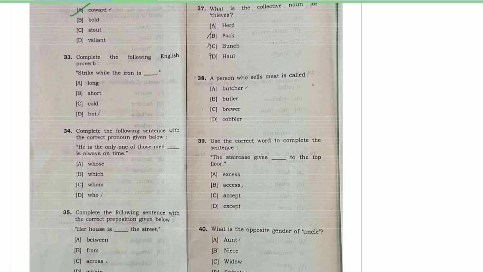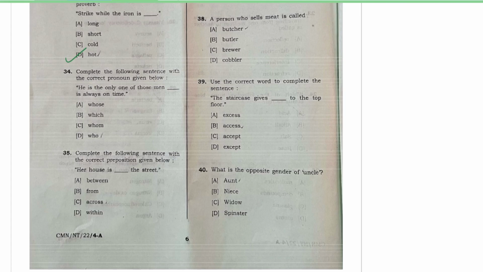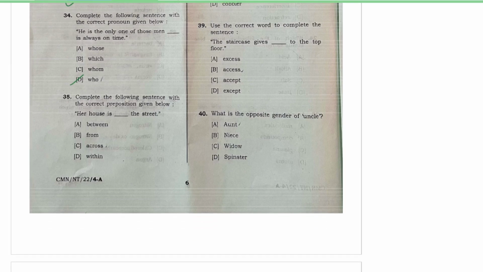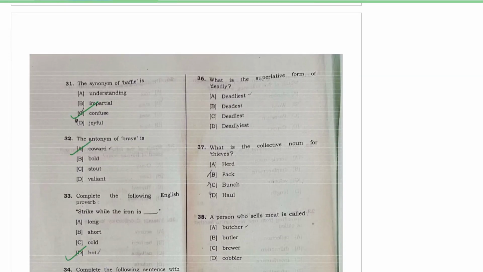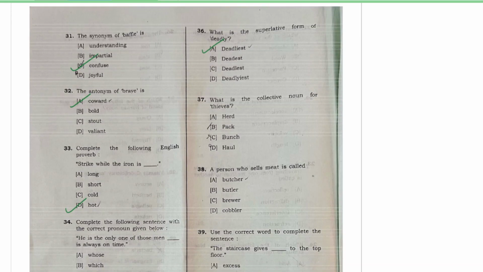Now strike the iron while the iron is hot. This will be hot. He is one of those men who is always on time, right? Next, her house is across the street. Okay, next, what is the superlative form of deadly? So deadly, deadliest, superlative form.